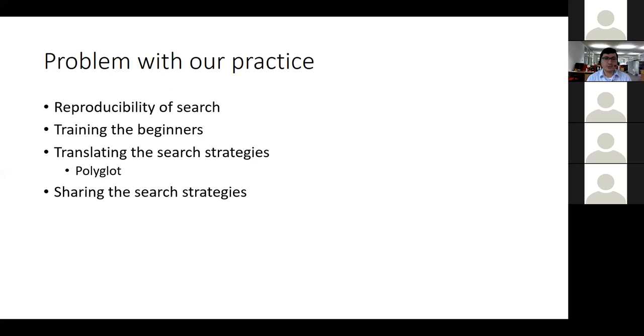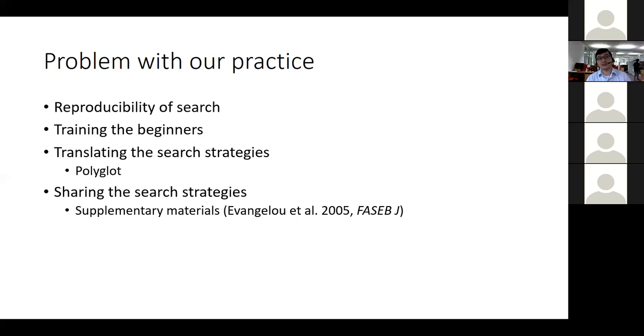And then you want to share the search strategies. So this was a discussion among information specialists for a few years, how to share it. And the best one that has been suggested was supplementary materials as part of the methods. The issue with supplementary materials used to be, until 2005 when this study was done, that they go missing, because there was no systematic approach to deposit them to a repository to have all these supplementary materials together.